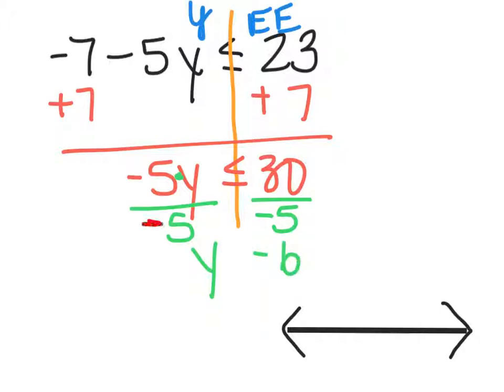But because this 5 in the denominator was negative, that's where my red flag comes in. So that tells me I've got to switch the direction of my inequality sign, so it will be a greater than or equal to. So I'm going to label my graph.